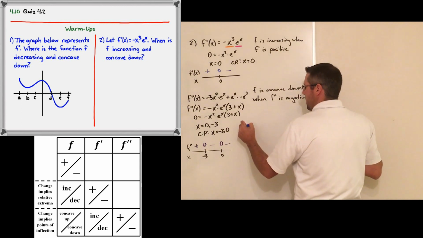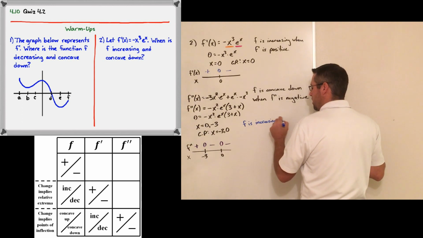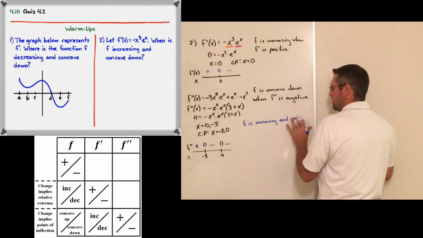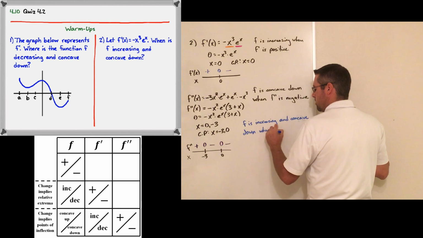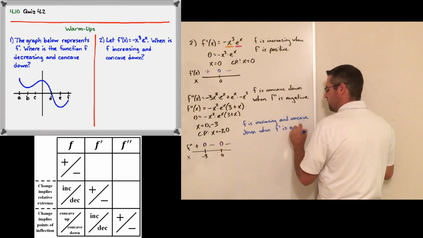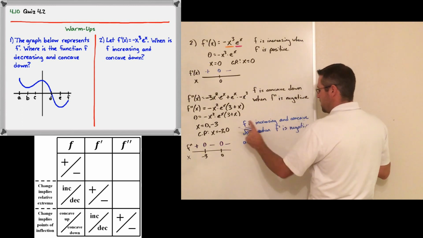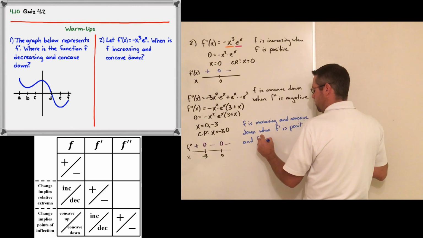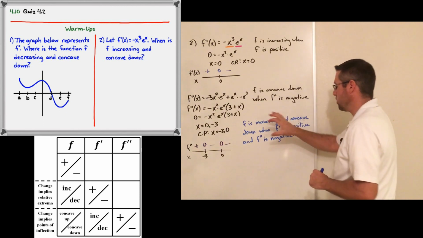So we would say f is increasing and concave down when f prime is positive and f double prime is negative. Okay, so that's what we're looking for here.